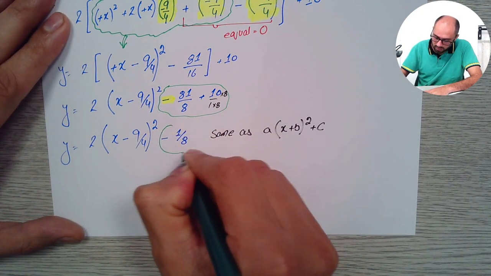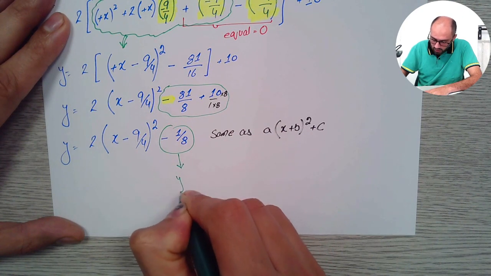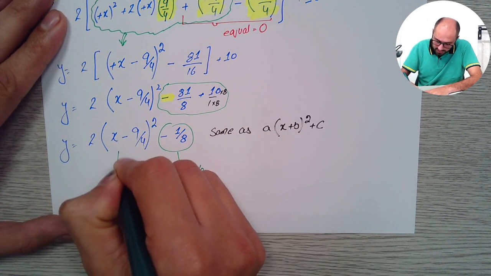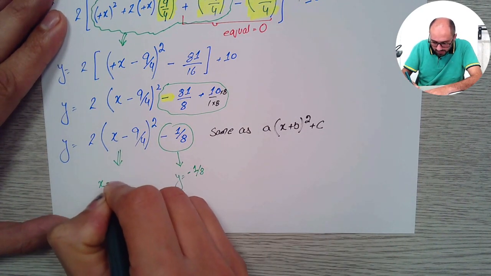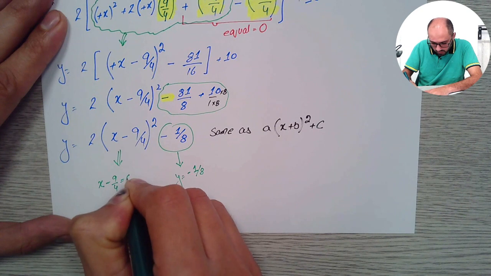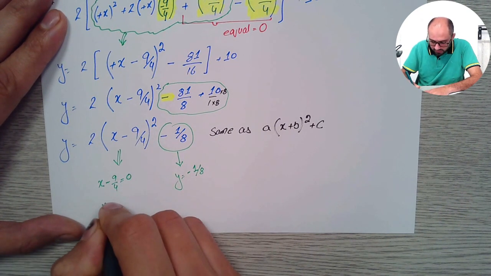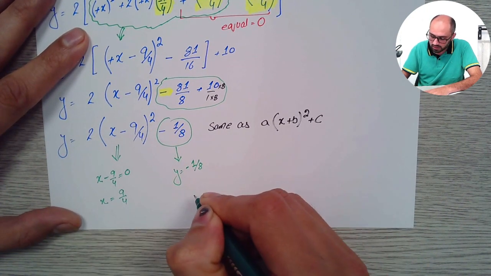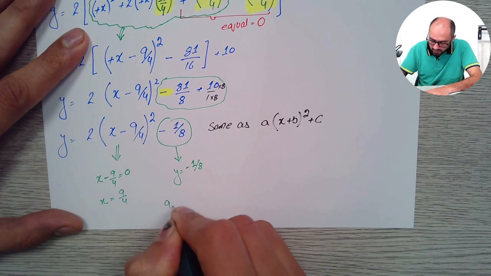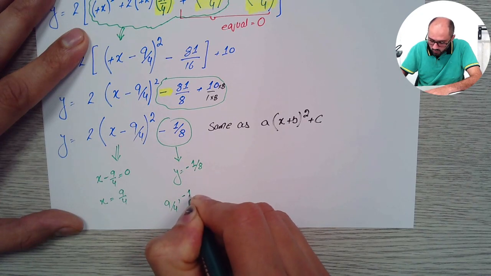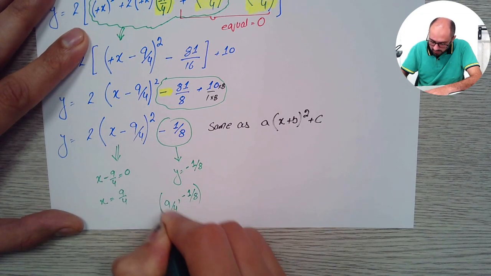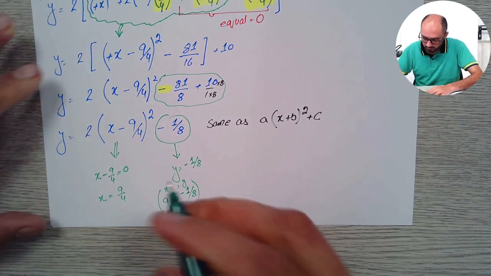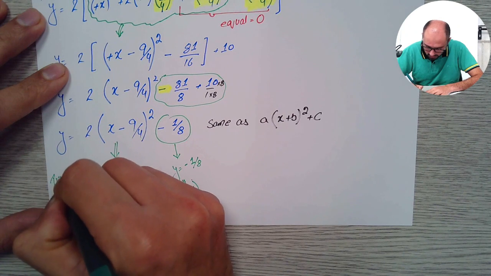So this will be my y coordinate, so y will be equal to minus 1 over 8. To find the x coordinate, I'll do x minus 9 over 4 equals 0. This gives me x as 9 over 4. So if I want to write them down as a single coordinate, it will be 9 over 4 comma minus 1 over 8. It's always x and then y. This is for turning point coordinates.